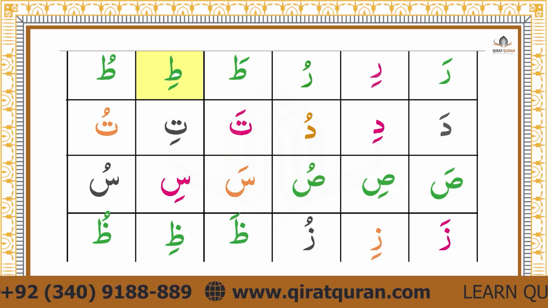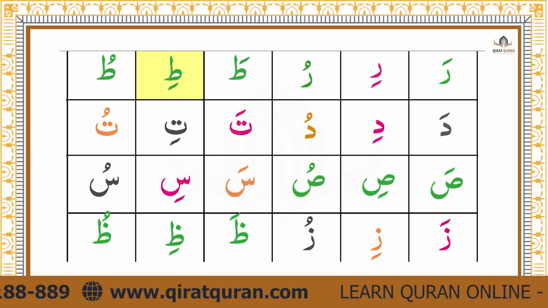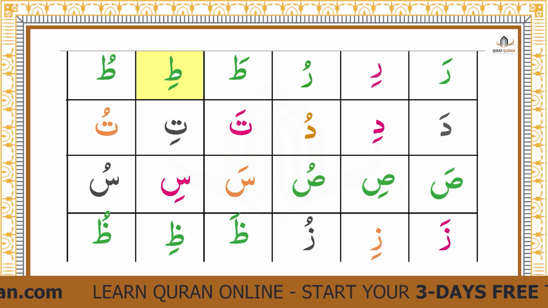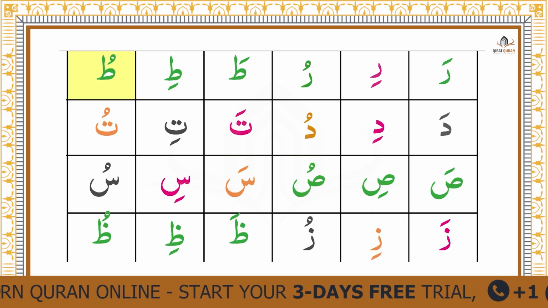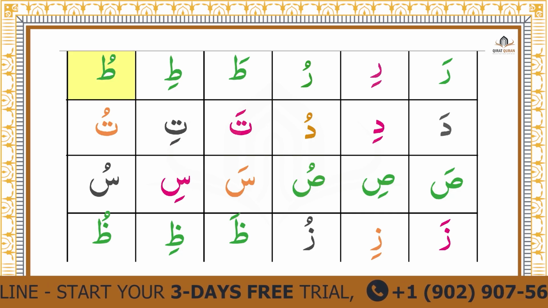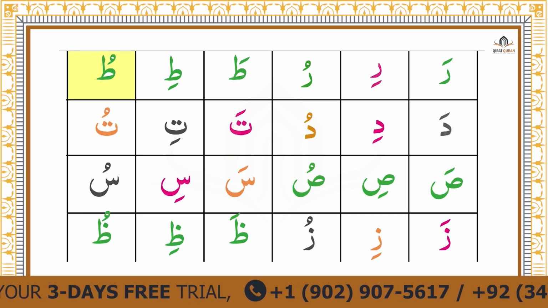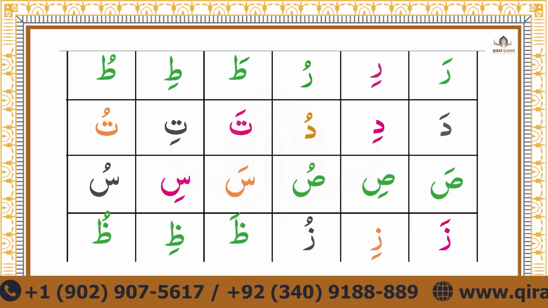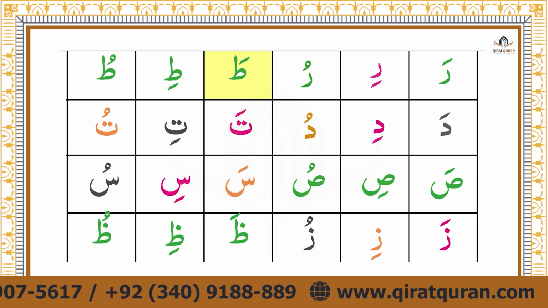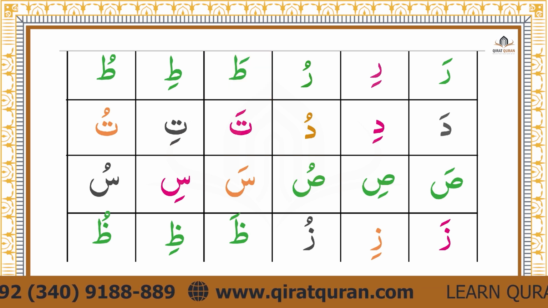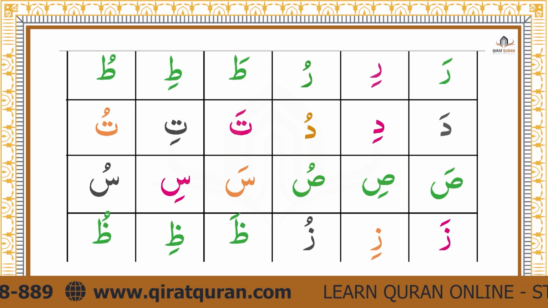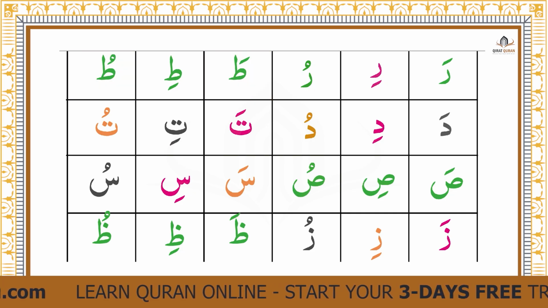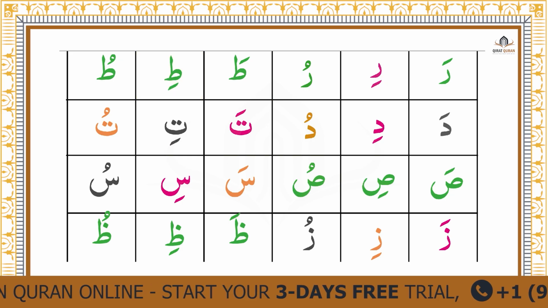Next is Ta, Kasra, Ti. Ta has Kasra here. Ta, Kasra, Ti. Next, Ta has Dhamma here. Ta, Dhamma, Tu. Ta, Dhamma, Tu. Sounds are Ta, Ti, Tu. Ta, Ti, Tu.